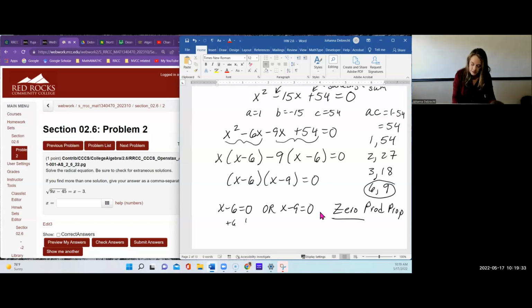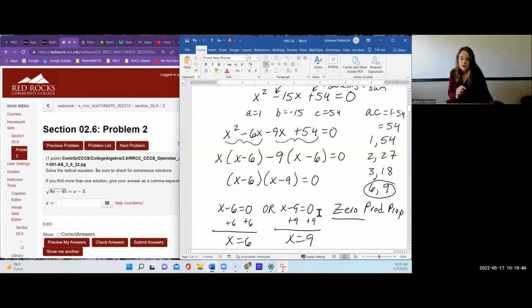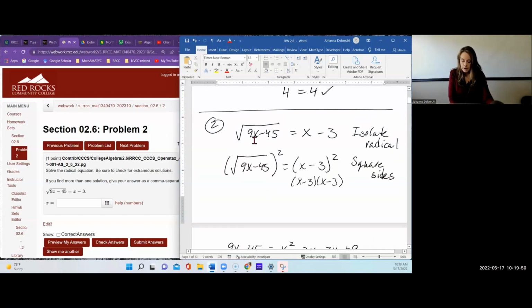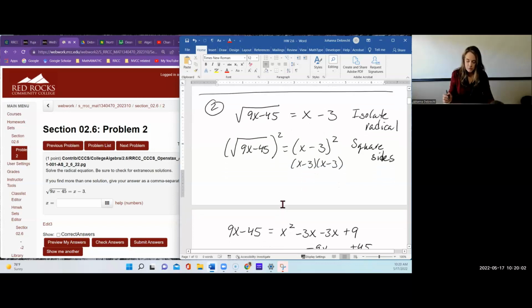Then we add 6 to both sides, and that gives us x equals 6 as one possibility. Add 9 to both sides, and that gives us x equal 9 as another possibility. Don't circle the answers. Remember where we started. This was way back up here, a radical equation. Radical equations always have the possibility of false solutions. We're going to start with the original equation, which is right here, and we're going to test each solution to see if it really works.